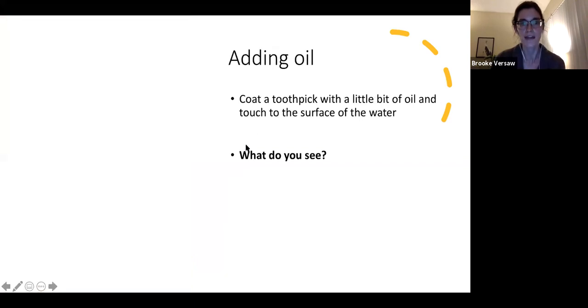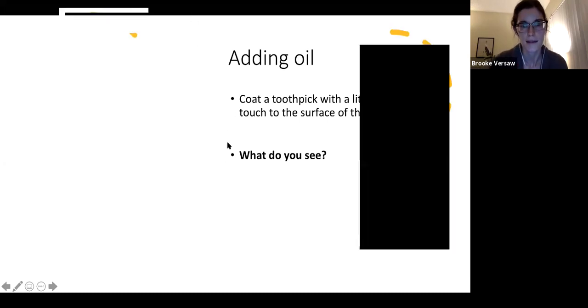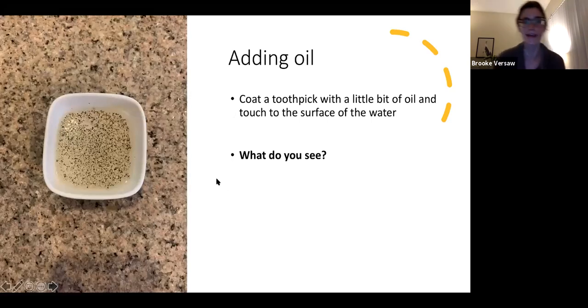So what I'd like for you to do next is to take one of your toothpicks or pencils or whatever you've got and coat it with a little bit of oil and then touch it to the surface of the water. And then what you should see is something like this, right? Did you see anything happen? Did it move around? Did it kind of stick?